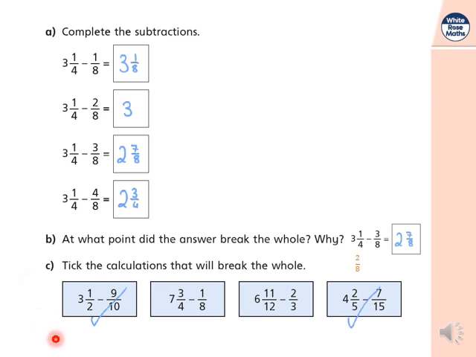We should have again tried to convert our numbers so we have the same denominator. And again, if the mixed number numerator is less than what the numerator is we are taking away, that would have been our clue. So it would have been 3 1/2 take away 9/10 and 4 2/5 take away 7/15. Well done if you managed to do that.